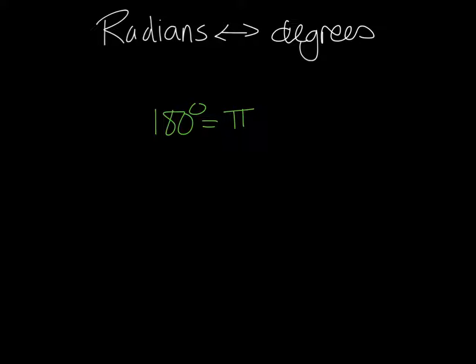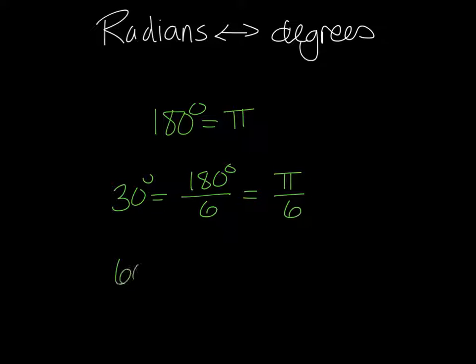Also, some things to keep in mind is that 30 degrees is the same thing as 180 degrees divided by 6, right? 180 divided by 6 is 30. So if I replace 180 with pi, that means 30 degrees is pi over 6. So we're going to use that to help us. And then likewise, 60 degrees is 180 degrees divided by 3. So that means that it's pi divided by 3.